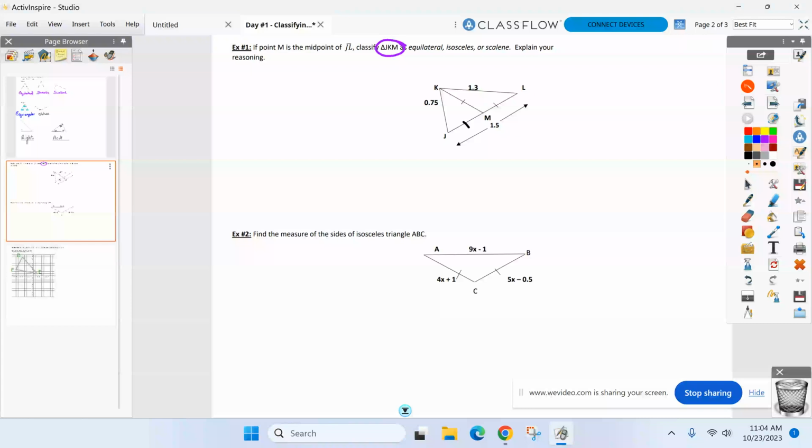0.75. Good, 0.75. I just cut the 1.5 in half. Good. And now how about the length of KM? Well, didn't we just say by substitution JM and KM were equal? So that also is 0.75. So now I think you guys can tell me confidently what type of triangle JKM is.